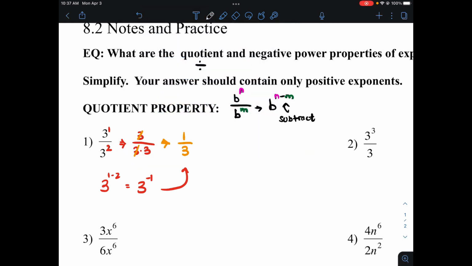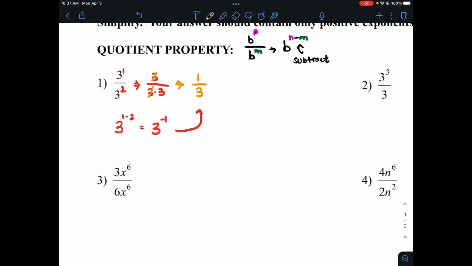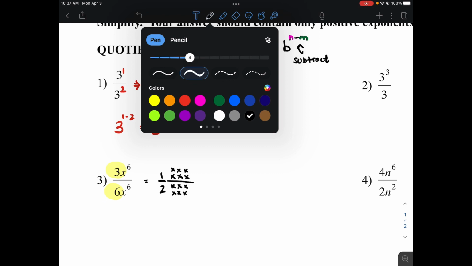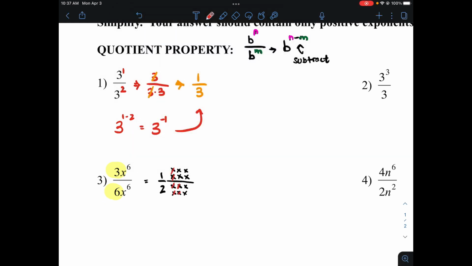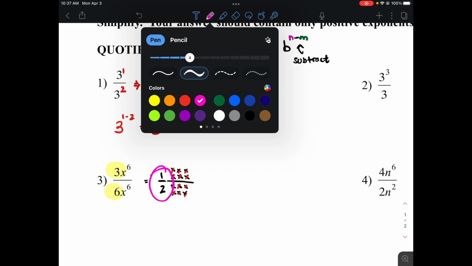Anyway, let's look at another example, number 3 right below here. You want to divide the regular numbers, so 3 divided by 6 is 1/2. x to the 6th over x to the 6th are going to cancel. You don't have to draw all these, but essentially all these x's end up canceling one another out. So all that boils down to 1/2 as your answer. Check that out. Okay, and we'll do another example here.